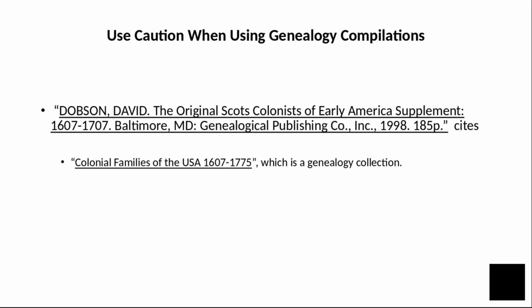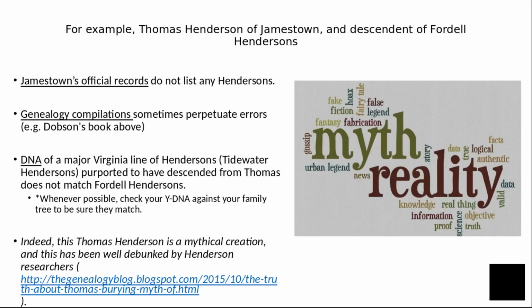Now this one might, by and large, be very good, but there are errors in it because it's based on other people's genealogies. For example, in this you'll find Thomas Henderson, supposedly of Jamestown, a descendant of Fordell Hendersons. This is an error. This Thomas Henderson never existed. He is not recorded in Jamestown's records. He is created out of genealogy compilations, and his DNA does not match the DNA that we know is the signature for Fordell Hendersons. So be very careful about anything that's not a primary source.